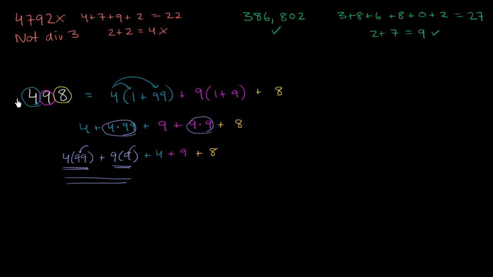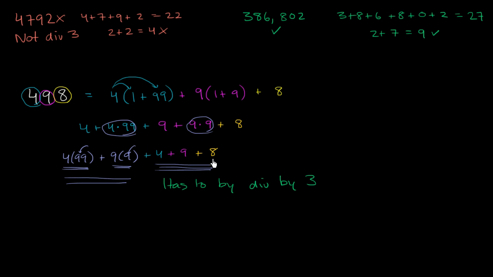And if you had other digits here, you would have done the same exact thing. Instead of having 1 plus 99, you would have 1 plus 999, 1 plus 9,999, etc. So the only thing you have to really worry about is this part right over here. In order for the whole thing to be divisible by 3, this part also has to be divisible by 3.